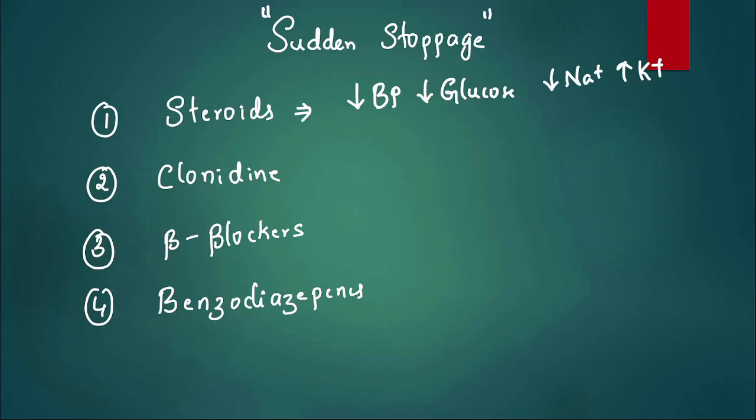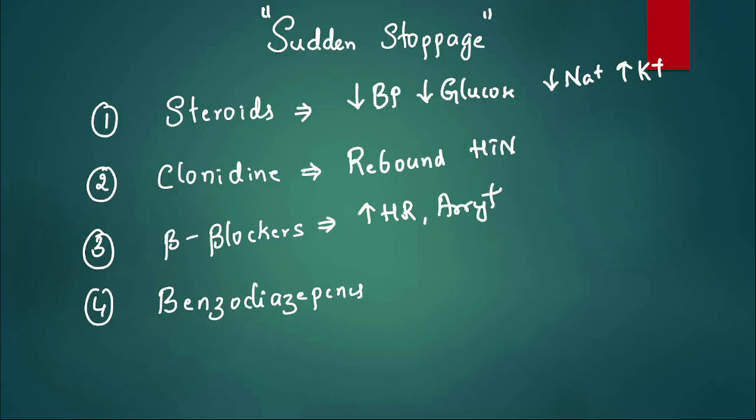So don't suddenly stop steroids, you have to taper the dose. If you suddenly stop clonidine, it will lead to rebound hypertension. Beta blockers, don't stop them suddenly. If you stop them, there is an increase in heart rate. Patients may develop the risk of arrhythmia, increase in heart rate, and all these things.